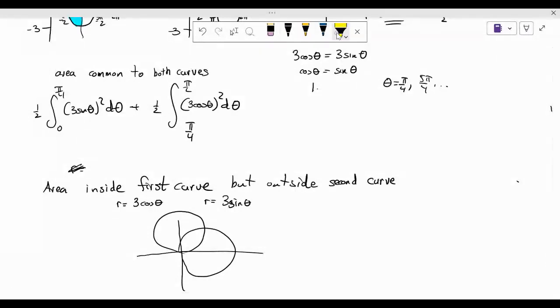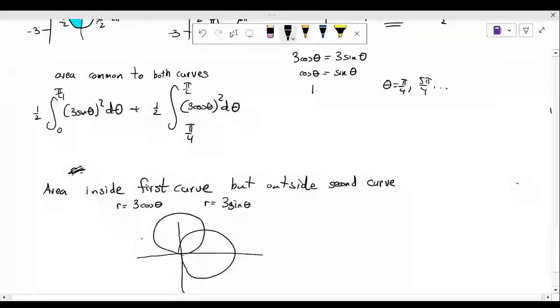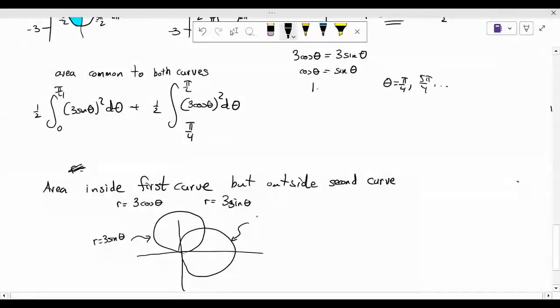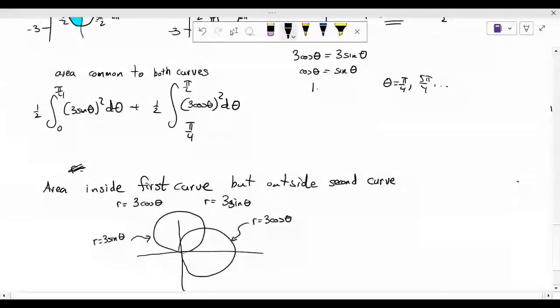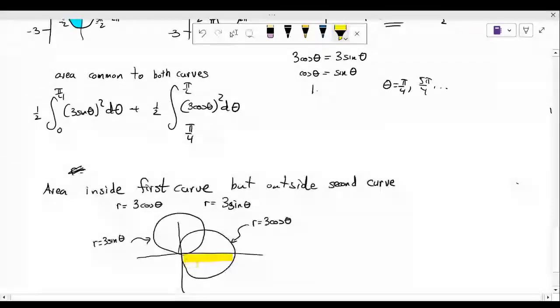You still have to recognize which equation corresponds to which curve. The one that's symmetric about the vertical axis must be the sine. The one symmetric about the horizontal axis must be the cosine. They said they want the region that is inside the first curve, so that's the cosine, but outside the second, so the sine. So they must be talking about this region. Oh, that's kind of dangerous.